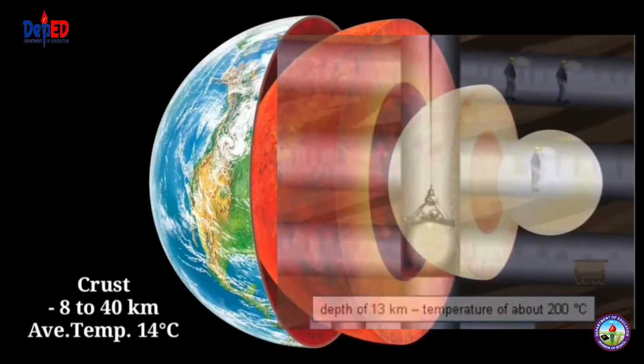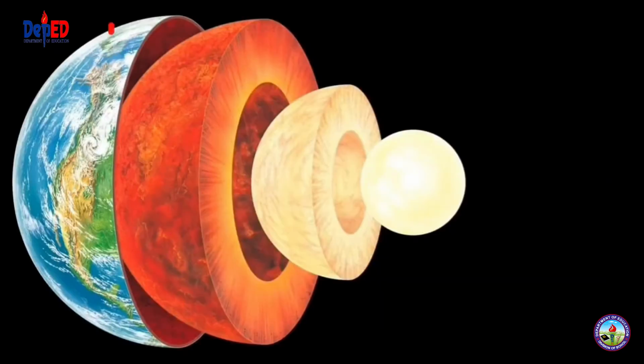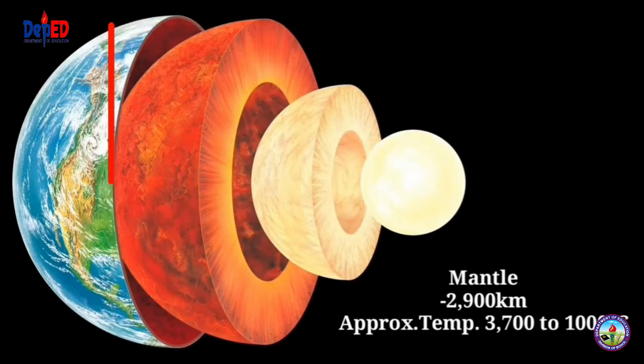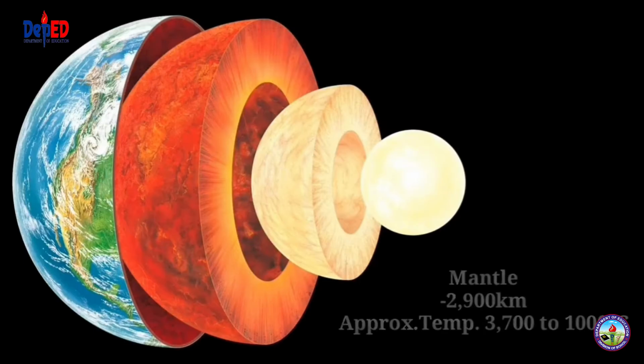Below the crust is the mantle with a thickness of approximately 2,900 kilometers and an approximate temperature of 1,000 to 3,700 degrees Celsius. Here, the geothermal gradient is below the melting temperature of rock, except in the asthenosphere, where rocks are softened.